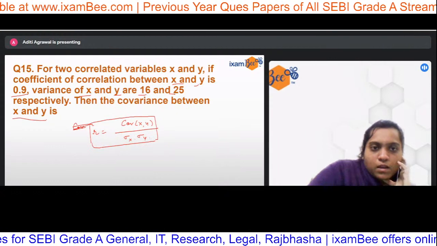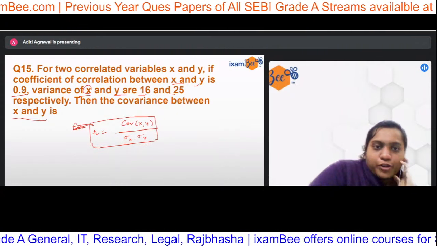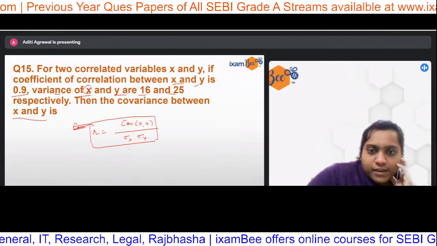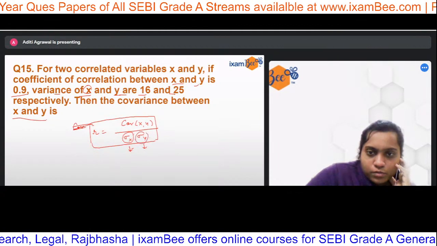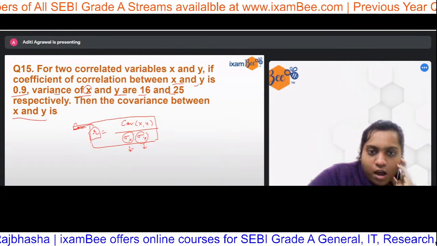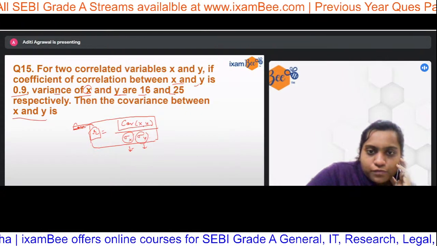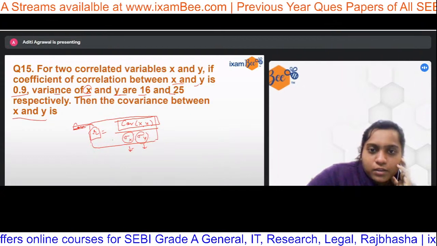So we have the value of variance of x, we have the value of variance of y. When you square root these two, you get the standard deviation of x and the standard deviation of y. And the value of coefficient of correlation, which is the r, is also given. So you need to find out the covariance between x and y. It's easy to do. Now we can put the values here.